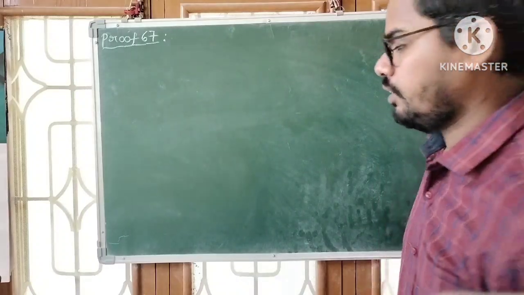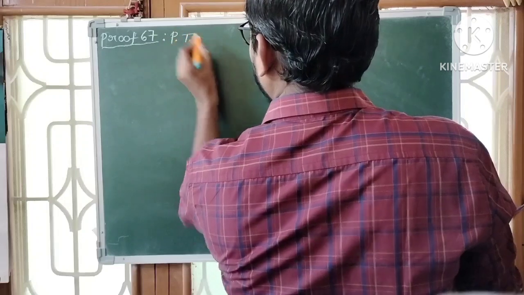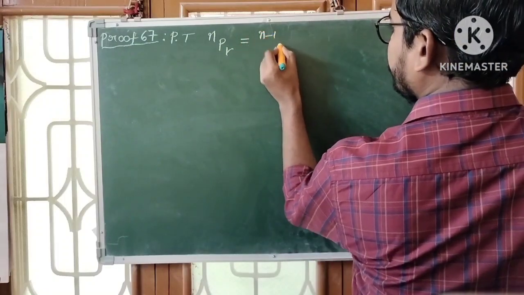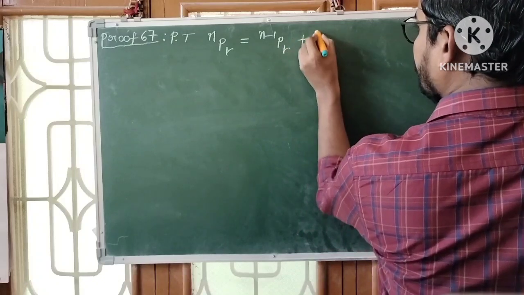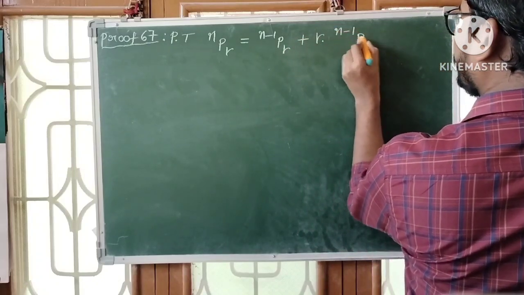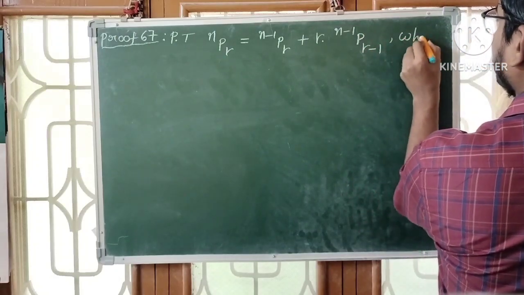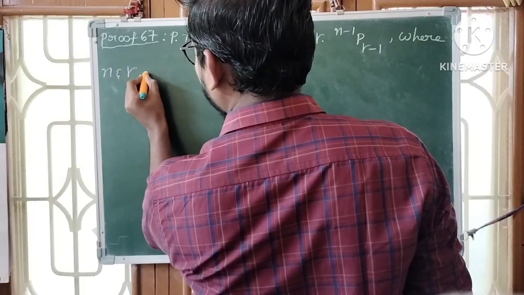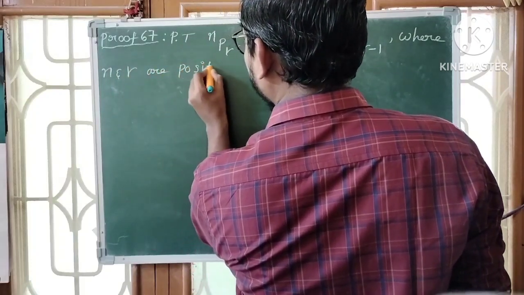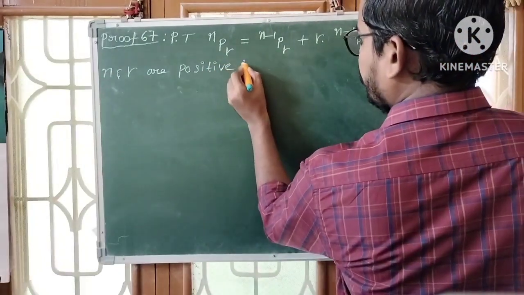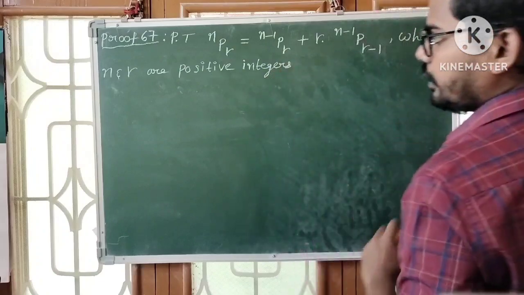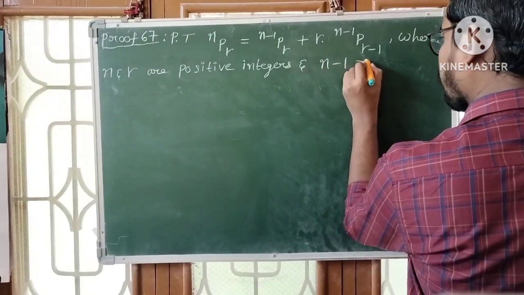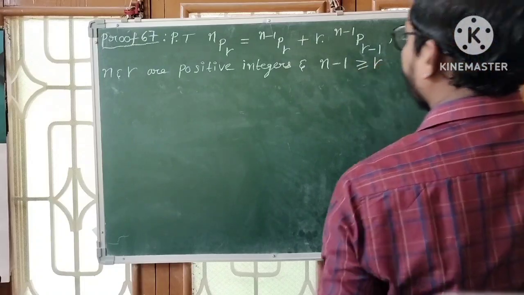Proof number 67. Prove that nPr is equal to n-1 Pr plus r into n-1 Pr-1, where small n and small r are positive integers, and n-1 is always greater than or equal to r.